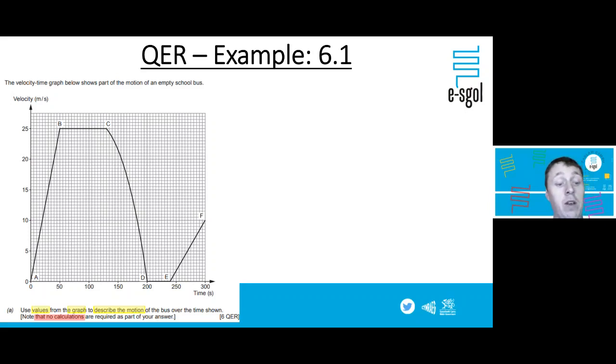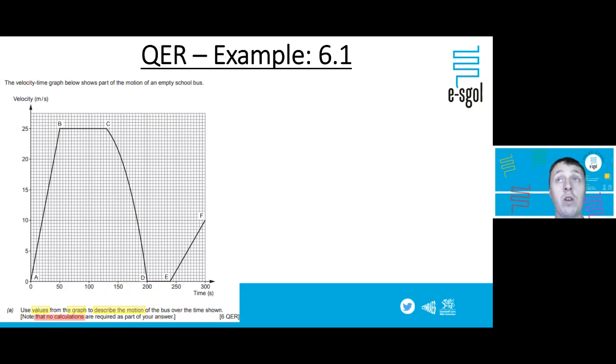And an important one here is that it says not to use any calculations. So in higher tier, some of the stuff you could calculate is the distance from the velocity time graph. In any tier, you should be expected to calculate the acceleration and deceleration. However, by saying not to calculate, do not do the calculations because they are not going to help you in gaining the marks. What you might want to do is naturally lead to the calculations through describing the motion.